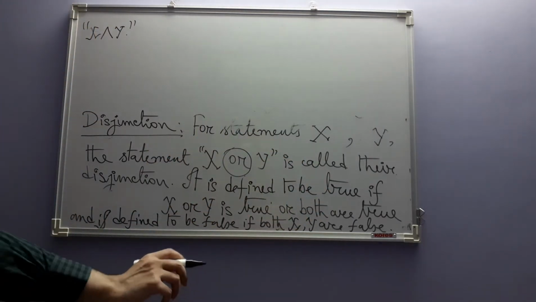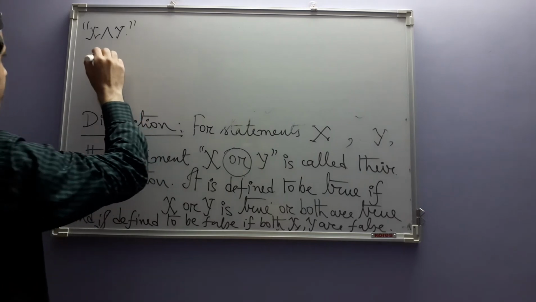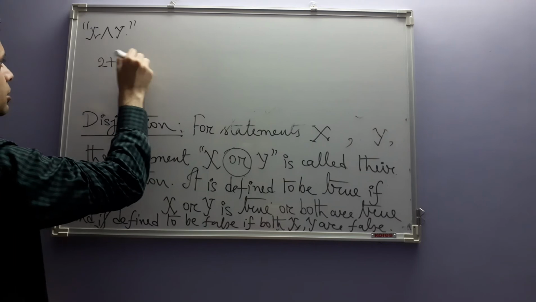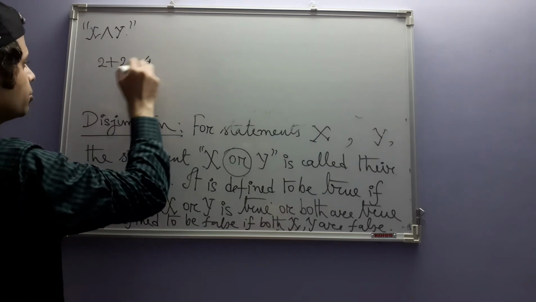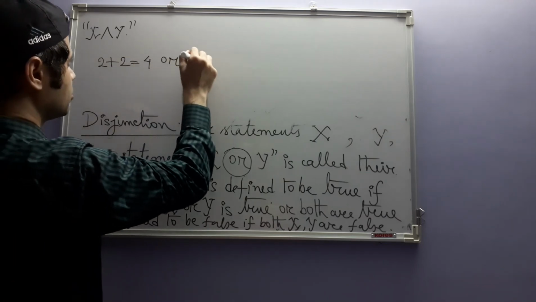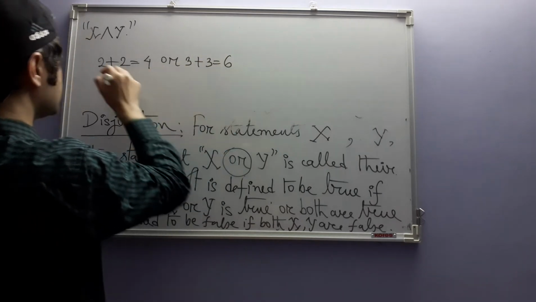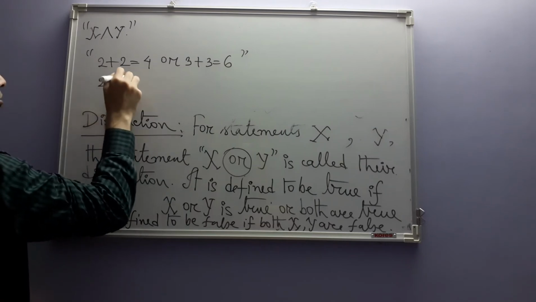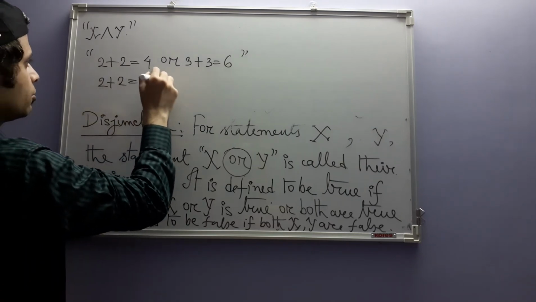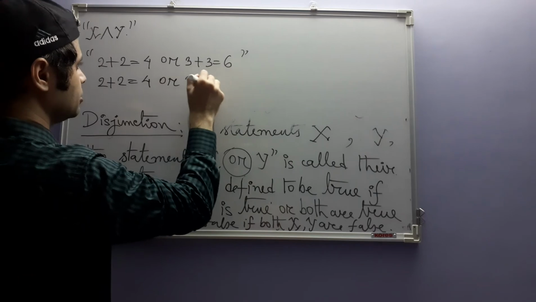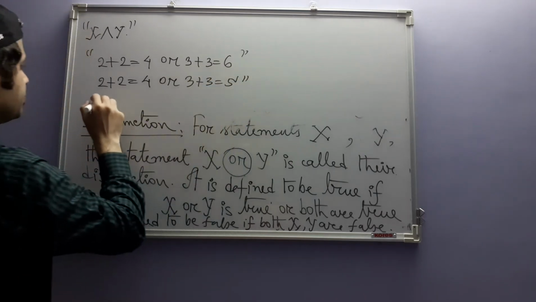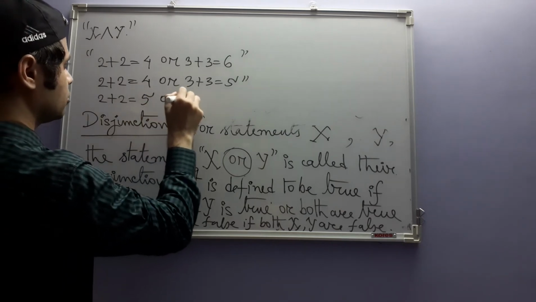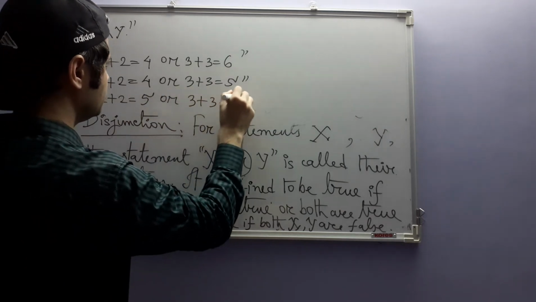So just like the previous examples, we can consider examples like this: 2 plus 2 is equal to 4, or 3 plus 3 is equal to 6. This is one statement. 2 plus 2 is equal to 4, or 3 plus 3 is equal to 5. 2 plus 2 is equal to 5, or 3 plus 3 is equal to 5.